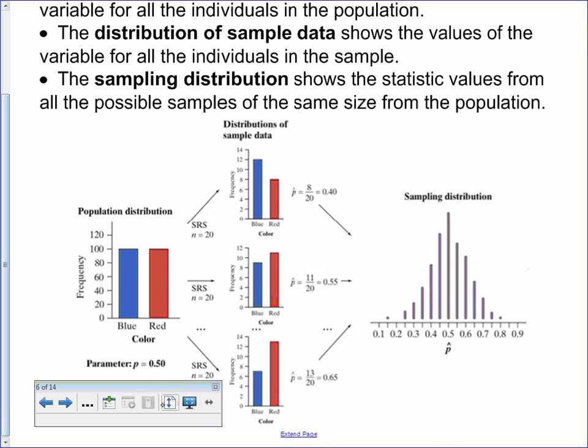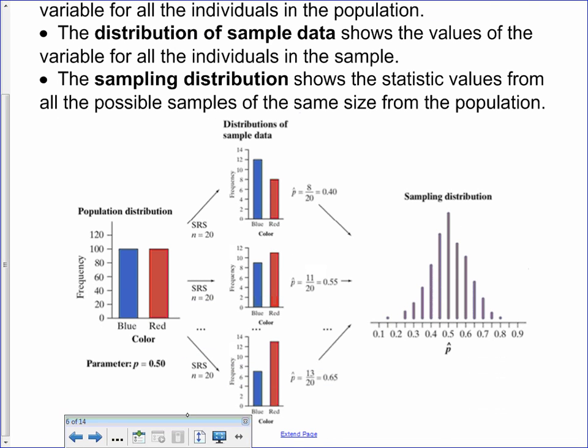Let's say there was some parameter. We had a bucket of beads. Half of them were blue and half of them were red. And it's a massive, massive bucket. Well, it's not that massive. There's 100 blue and 100 red, so there's 200 of them. And we're going to draw a sample of 20 at random.